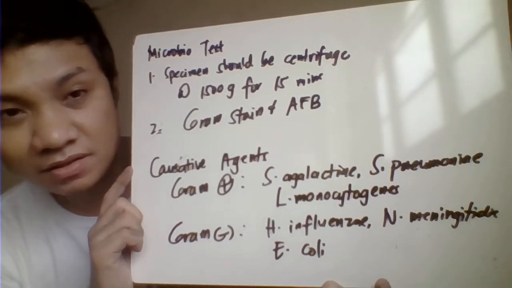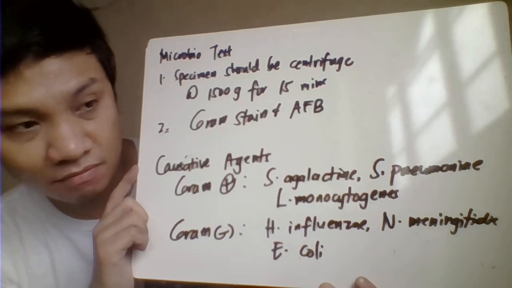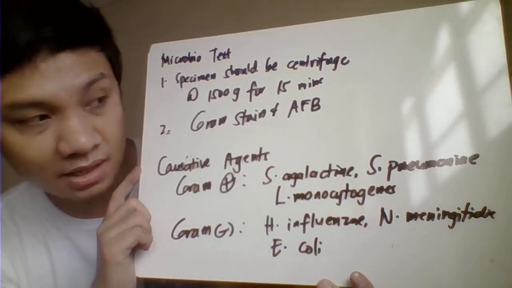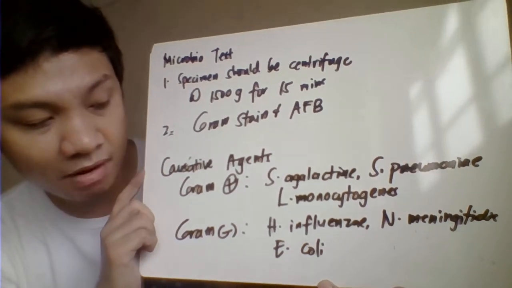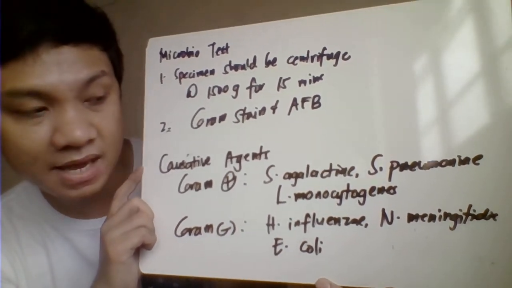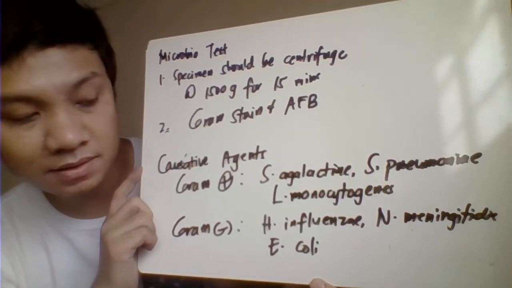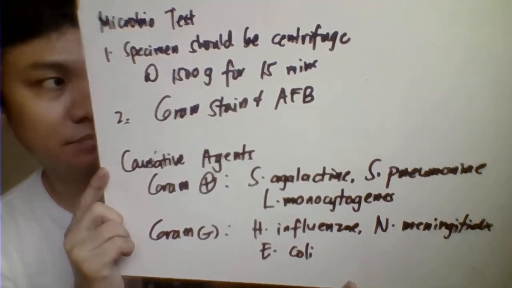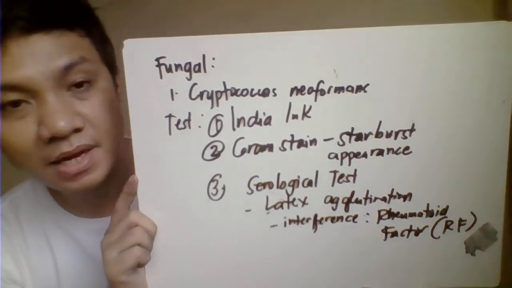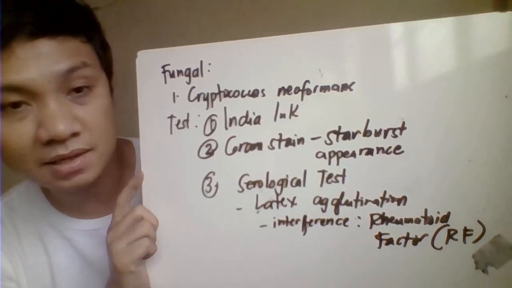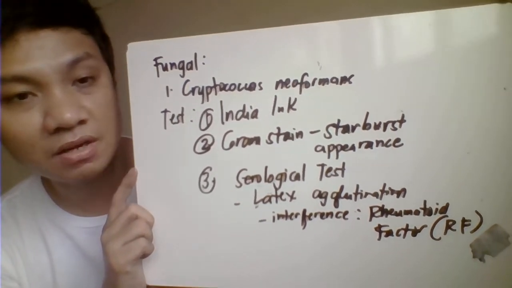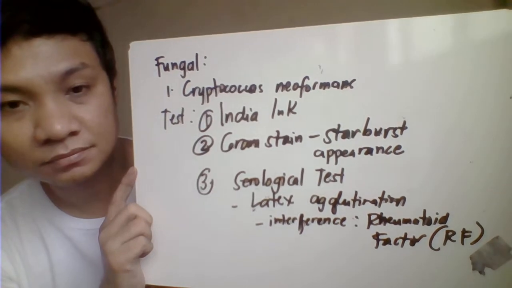Okay, we have the causative agents of your meningitis. Gram positive: we have Streptococcus agalactiae, Streptococcus pneumoniae, Listeria monocytogenes. For the Gram negative, we have Haemophilus influenzae, Neisseria meningitidis, and Escherichia coli. For fungal meningitis, you could have Cryptococcus neoformans, so you could do the India ink test for identification of its capsule.